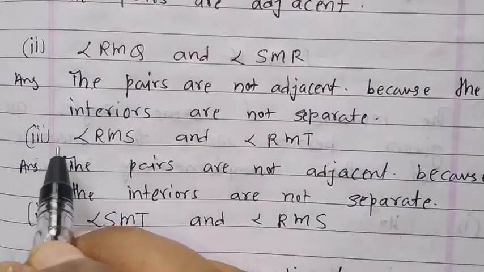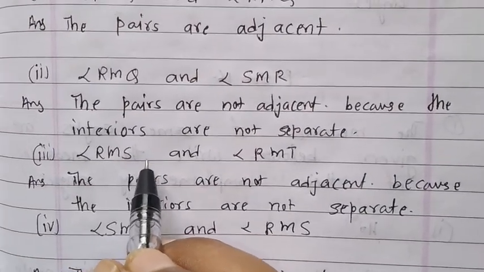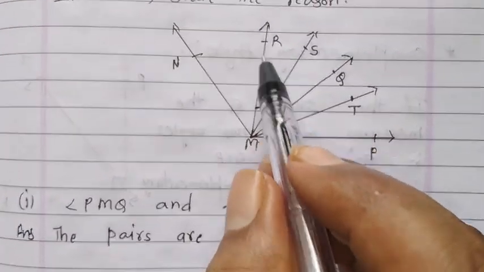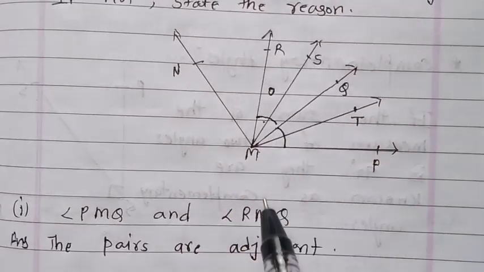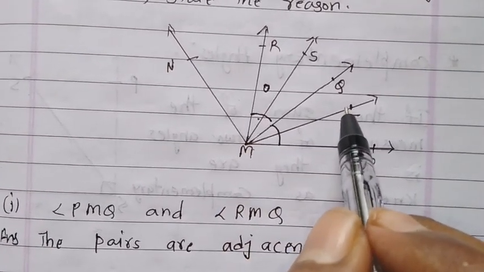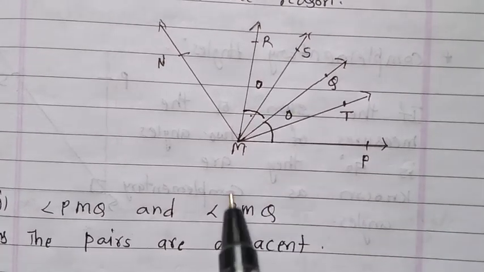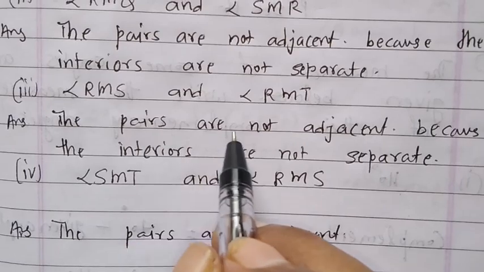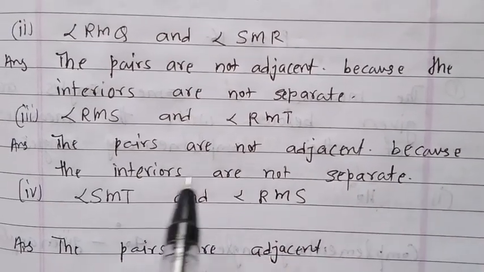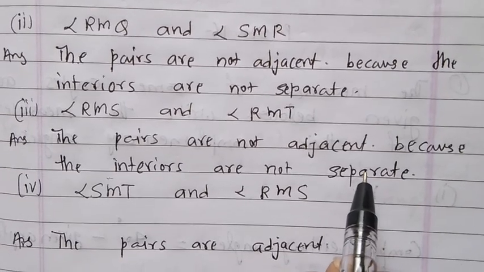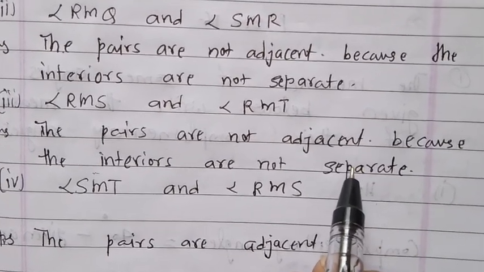Now come to the third one: angle RMS and angle RMT. Again see RMS, this angle, and the next angle RMT, this angle. Again here it is the same thing. The pairs are not adjacent because the interiors are not separated. That means there is no common arm.